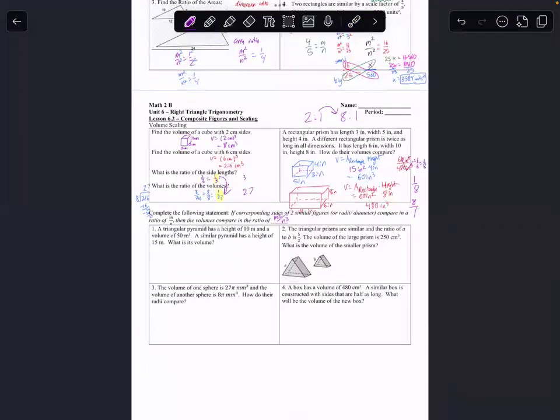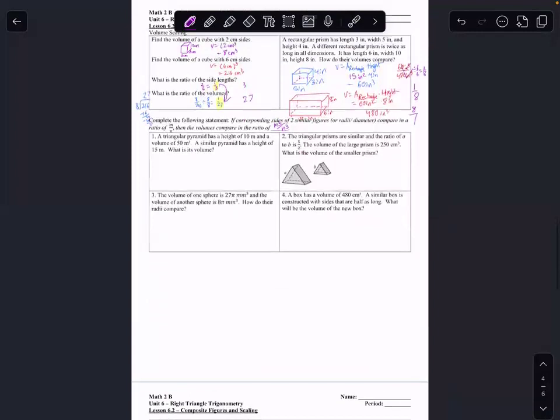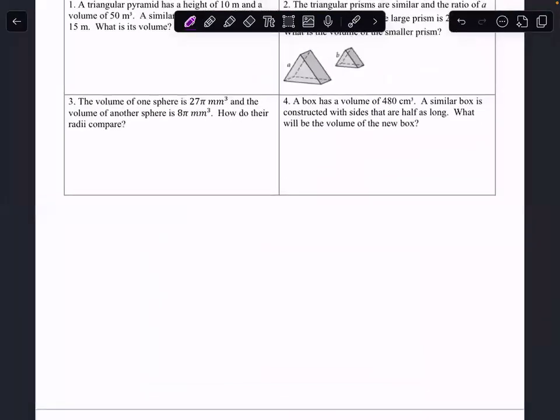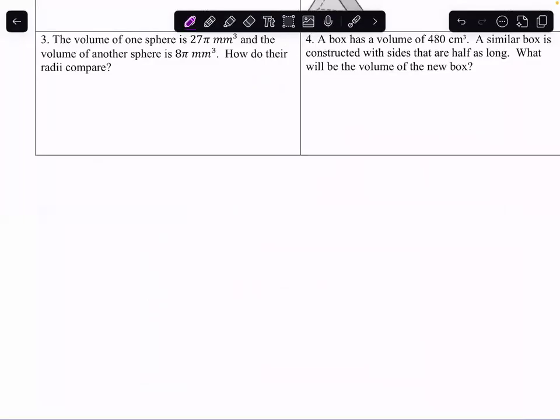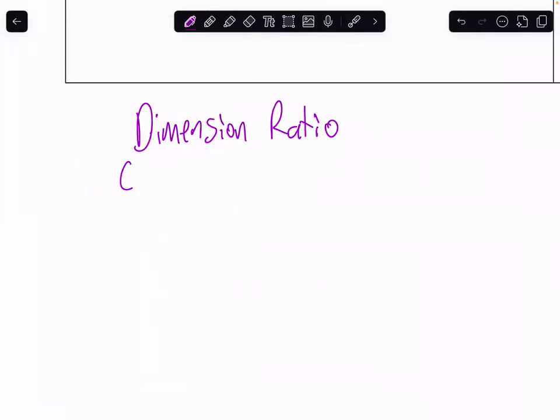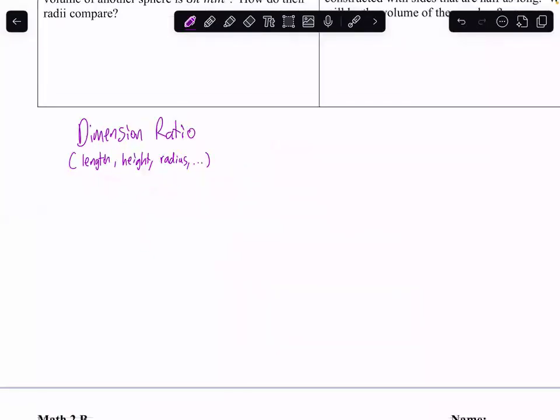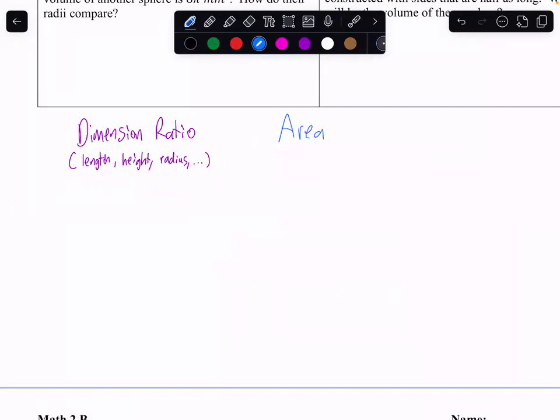Okay, so let's summarize everything at the bottom where you have a little space. Okay, so there's 3 different ratios to consider. There's the dimension ratio. Okay, so again, a dimension is any single straight line. It can be a length, it can be a height, it can be a radius, and there's many others. I'm not going to list everything. Okay, that's one ratio. There's also what we call the area ratio.